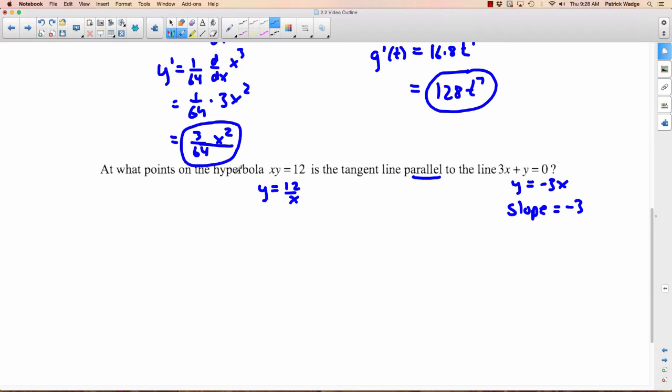We want to find the point on this hyperbola where the tangent line is parallel to that. How are we going to do that? Well, remember, when we find the derivative of something, what you're finding is the slope of the tangent line. So if we find the derivative of this right here, and then figure out for which x value it has the same slope as this, negative 3, we'll have our answer. So let's work this through. First of all, I cannot just take the derivative of this right now, because I don't know how to do that. We'll figure out ways later.